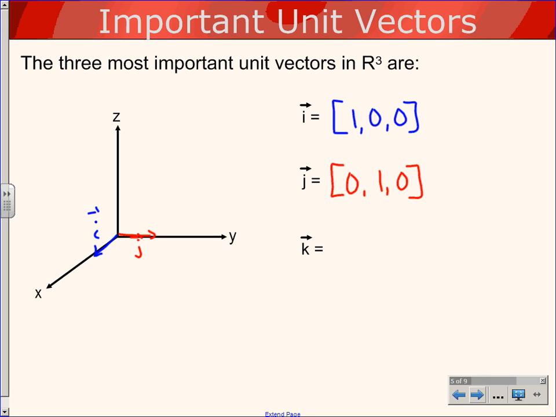And our new one is vector k, and it has components 0, 0, 1. Those are important vectors. They're all unit vectors, as we said. None of them are collinear, which is helpful, right? They're all in 3 different directions, so that's going to be useful for us too.